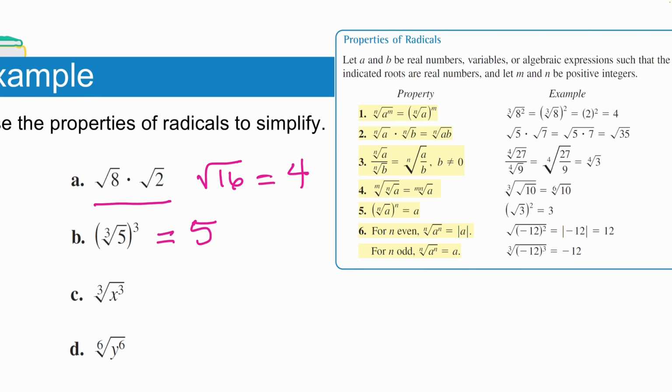For C, we also know under 5 and 6, and I would really look at 6 more than 5. So we know because it's odd, that's going to give us X. But for D, it's really the absolute value of Y that we would get, because we have the even option here. And so for D, we need the absolute value of Y. So hopefully all those make sense.